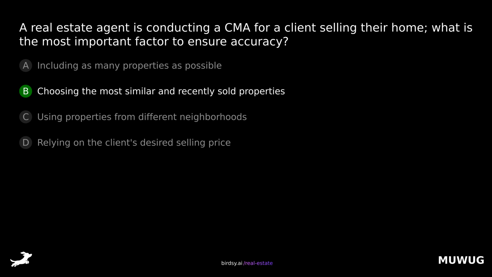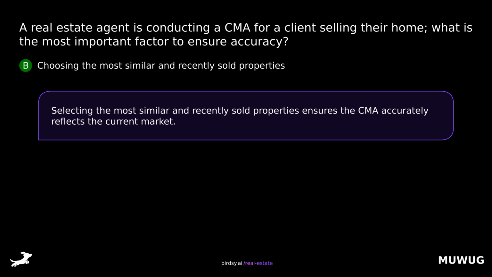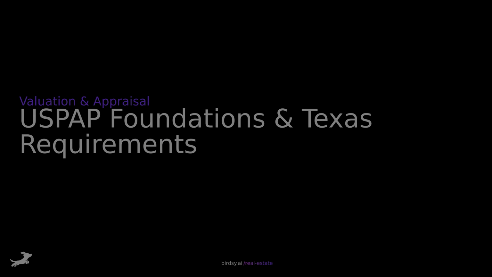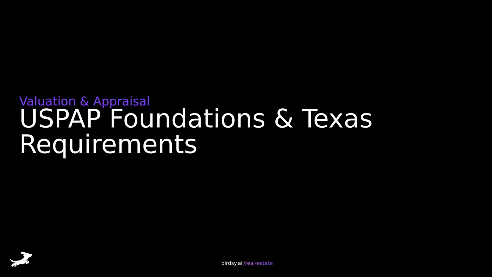The answer is B, choosing the most similar and recently sold properties. Selecting the most similar and recently sold properties ensures the CMA accurately reflects the current market. USPAP foundations and Texas requirements.